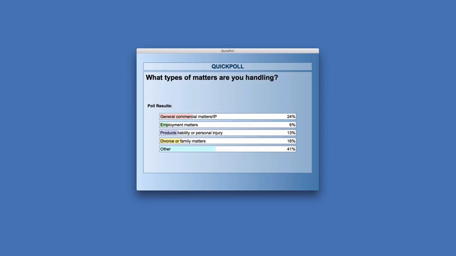What do our results look like? Okay, and our results are in. So what types of matters are you handling? 24% said general commercial matters, IP. 6% said employment matters. 13% products liability or personal injury. 16% divorce or family matters, and we have a lot of others, so 41% for other. What, 41%? Yeah, 41% for other.